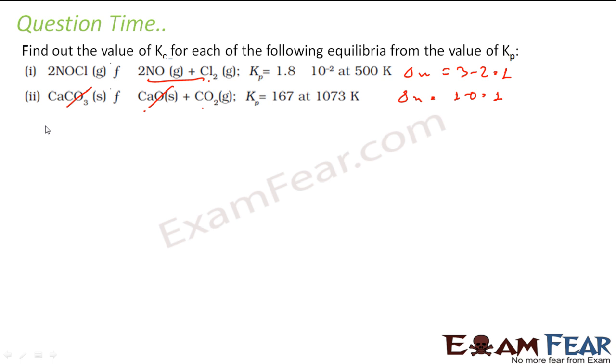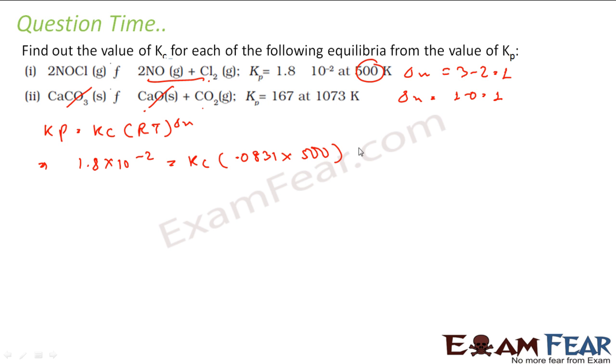The first one, we have the formula Kp is equal to Kc (RT) to the power delta n. We know the value of Kp, that is 1.8 into 10 to the power minus 2, is equal to Kc into R. R is 0.0831, T is 500 Kelvin, delta n is 1. You solve this, you get Kc as 4.33 into 10 to the power minus 4. Since Kp didn't have any unit, we will not give any unit to Kc also.